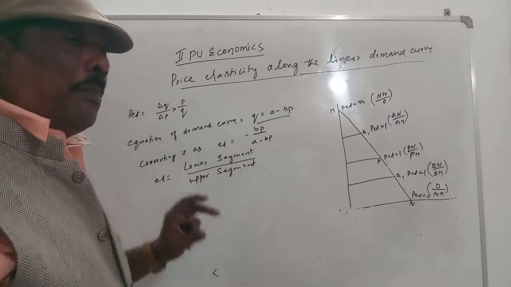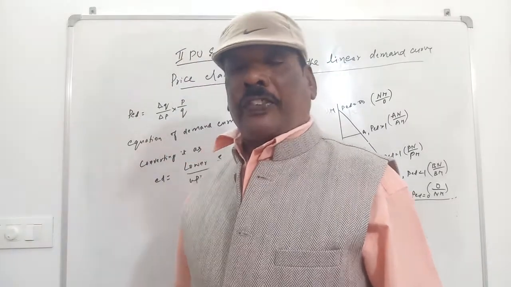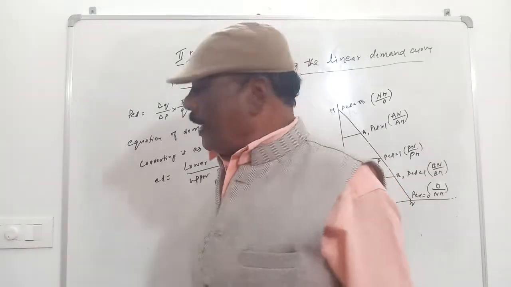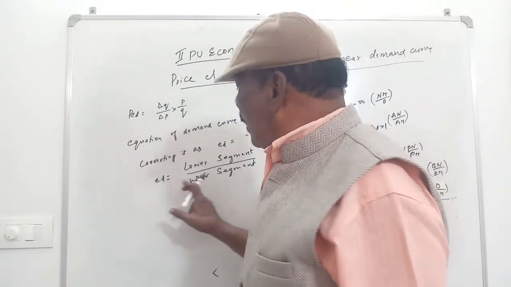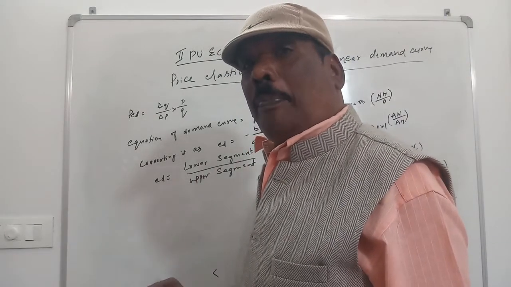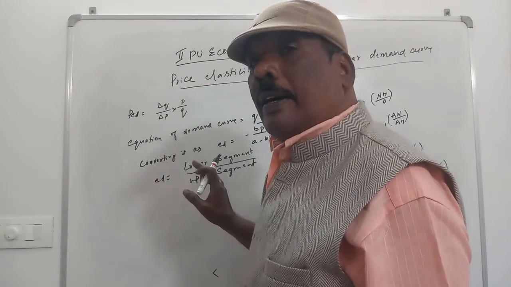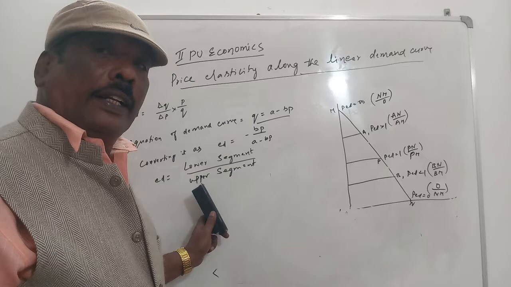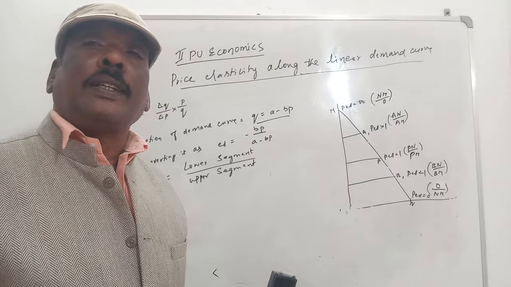And this is very, very important to know the different points of different elasticity of demand. Here you see, price elasticity of demand, ED, is equal to lower segment divided by upper segment. If you divide the lower segment by the upper segment, you will know the different types of elasticity of demand.